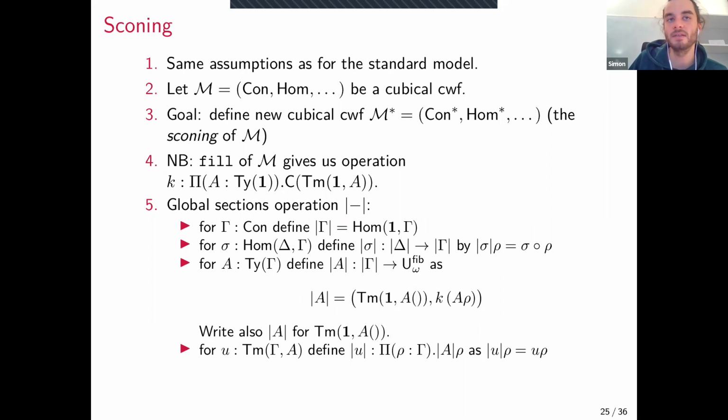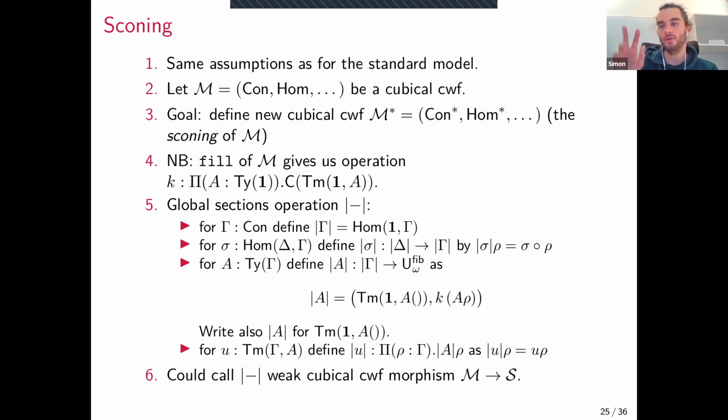And then this also extends to terms, as I have written here. And we could really call this in a way a weak cubical CWF morphism from M to the standard model. Right, because these are the types of the standard model, and weak in the sense that it only preserves the context extension and terminal object in a weak sense, not strictly.